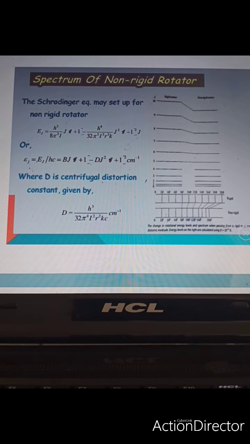As you can see in the diagram, the spectrum of the non-rigid rotator is similar to that of the rigid rotator. Each spectral line is displaced to a lower frequency. You can see here as you go higher. Here D, the centrifugal distortion constant, is given by h cube upon 32 pi 4 I square r square kc, in centimeter inverse.